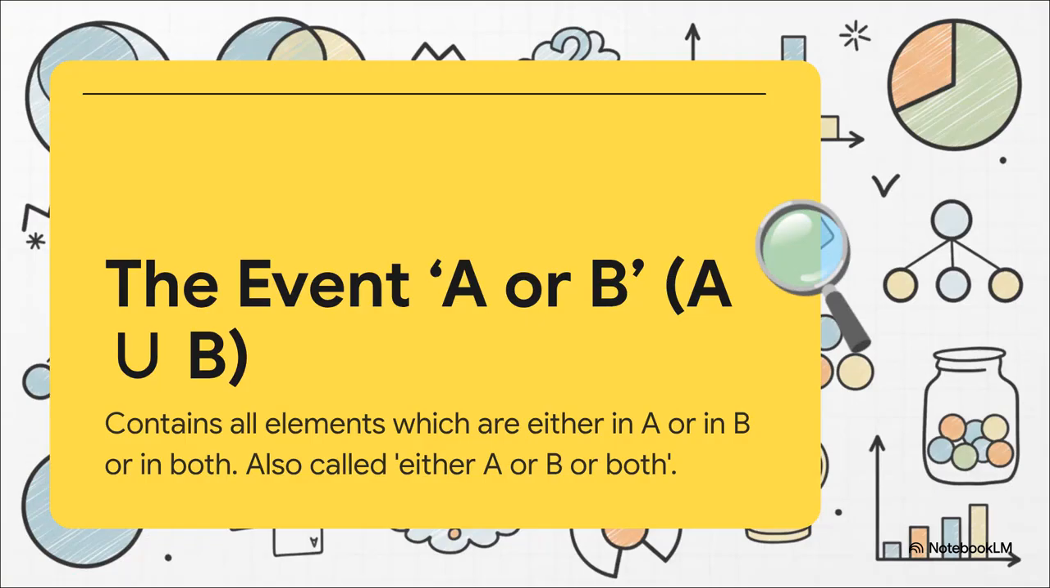First up is the word or. The moment you see or in a question, like find the probability of event A or event B, your brain should immediately think union. That's the U symbol. And what does union mean? It means you take everything. Everything from event A, everything from event B, and anything they share. You just scoop it all up together.